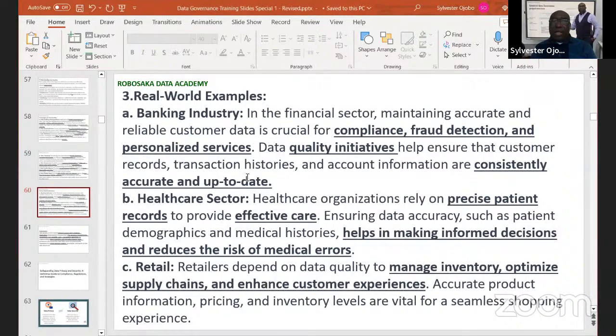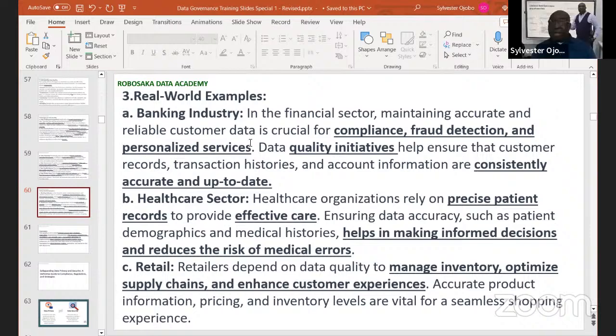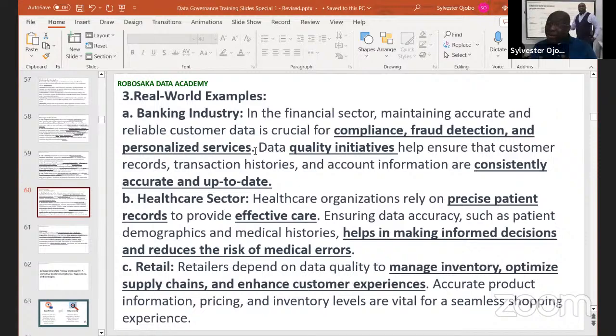Right, and we have a real-life example. A real-life example of the banking industry. We're talking about data quality now. In the banking industry in the financial sector, maintaining accurate and reliable customer data is crucial for what? Compliance, fraud detection, and personalized services. So what we are doing now is what you have just learned, how it happens in the real world.